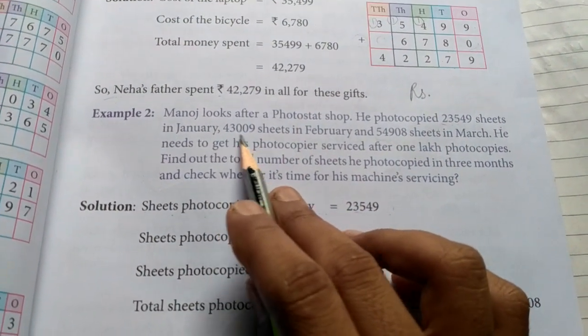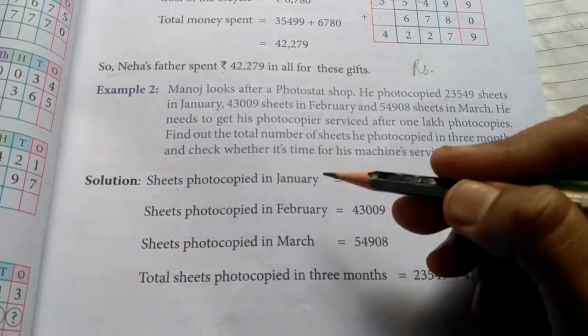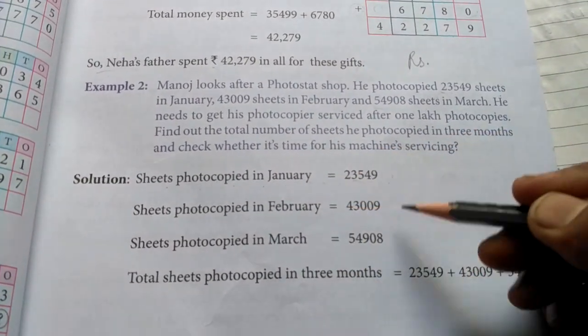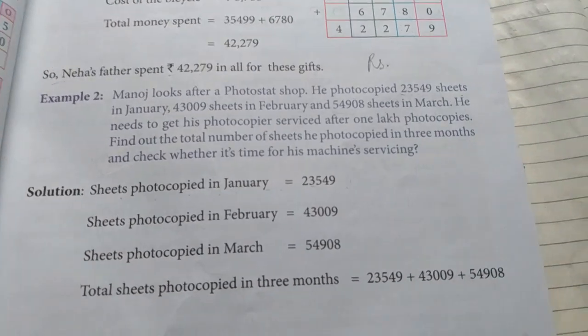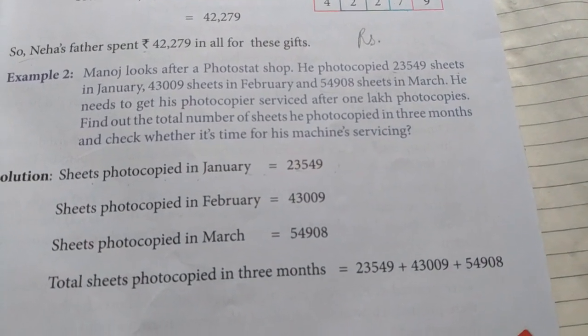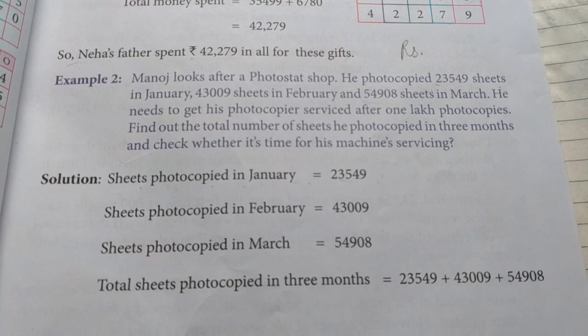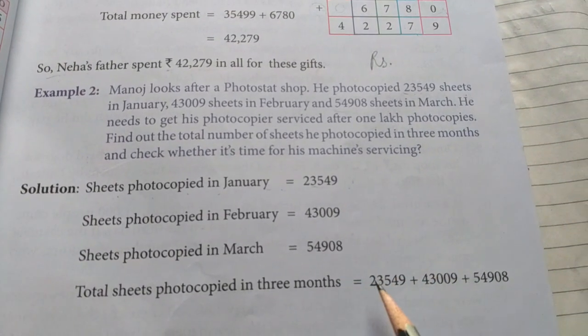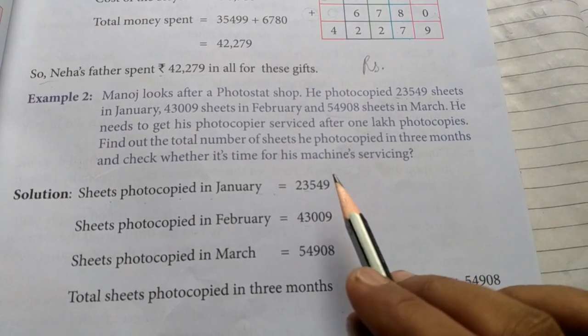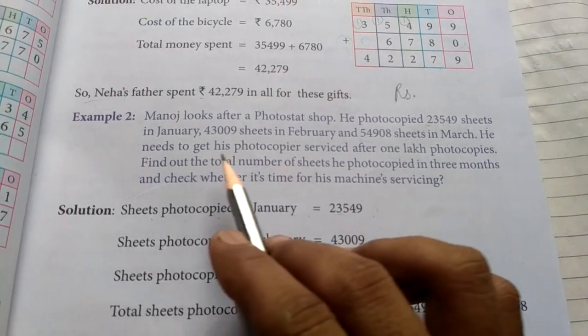54,908 and 43,009 in February. So for all the 3 months, it is written over here. Now, how many total sheets he had photocopied till March? How will we find it? Whenever it is asking to find the total photocopied, what will we do? We will add it up.